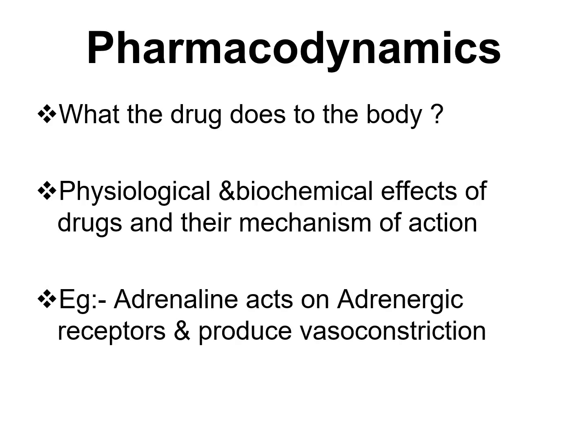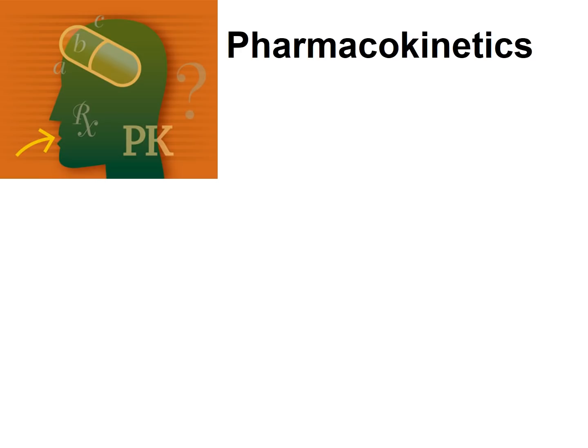And here I have one more example. Adrenaline. It's a neurotransmitter as well as an endocrine hormone, and generally adrenaline produces vasoconstriction by acting on the alpha adrenergic receptors. Pharmacodynamics is something like how does adrenaline produce vasoconstriction? It acts on alpha adrenergic receptors and produces vasoconstriction. This is what the term pharmacodynamics refers to.